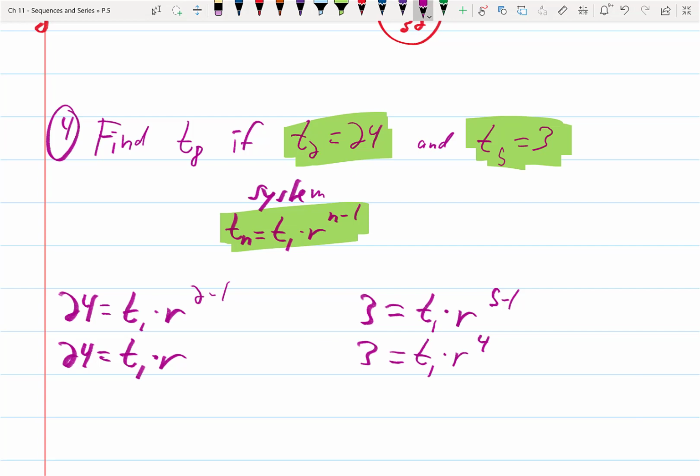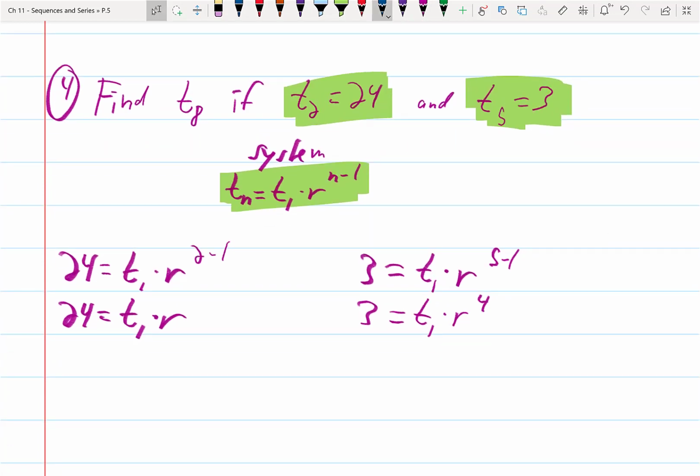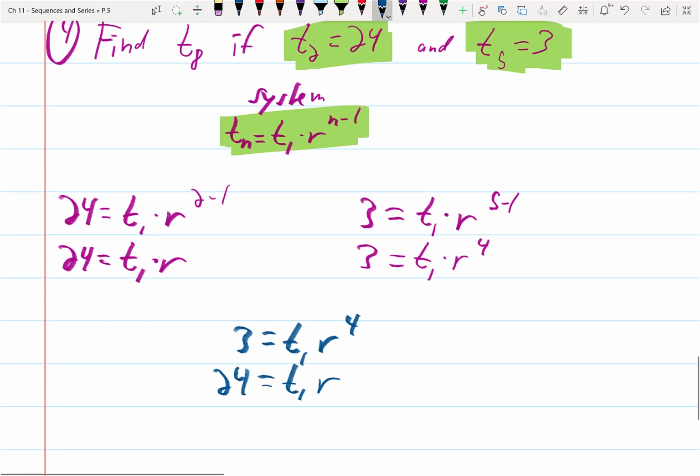One of the things that we could do is I could solve for one variable and plug into the other, but I want to give you a better way, a new way of solving a system that should make sense to you. It's identical to what we used to do when we put them on top of each other. In fact, I'm going to put them on top of each other again. I'm going to put 3 equals t sub 1 r to the 4th on top of 24 is equal to t sub 1 times r. I'm putting that one on top because the r to the 4th is bigger, so it's going to work out a little bit nicer. I used to subtract both sides, like make the second one negative and subtract, but I'm going to do something that's a little bit different.